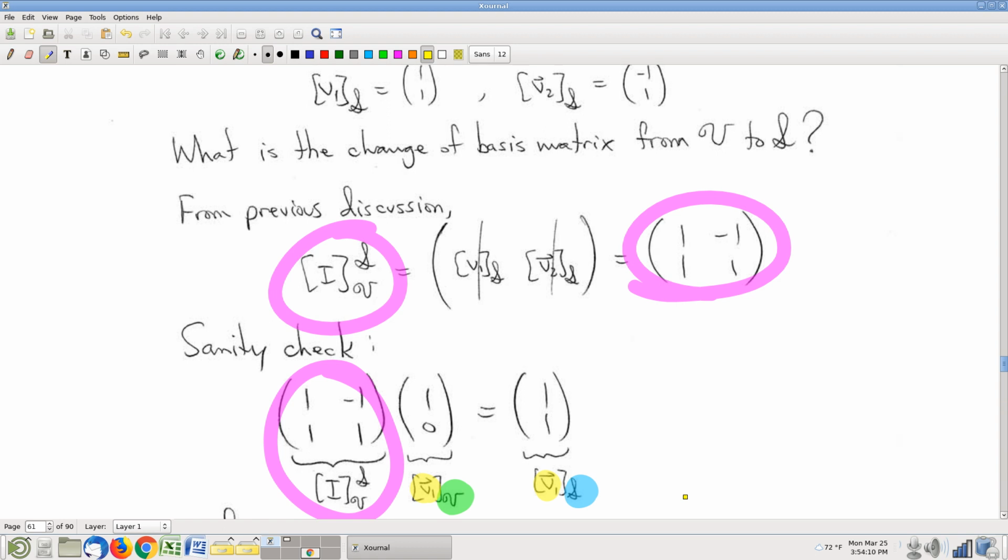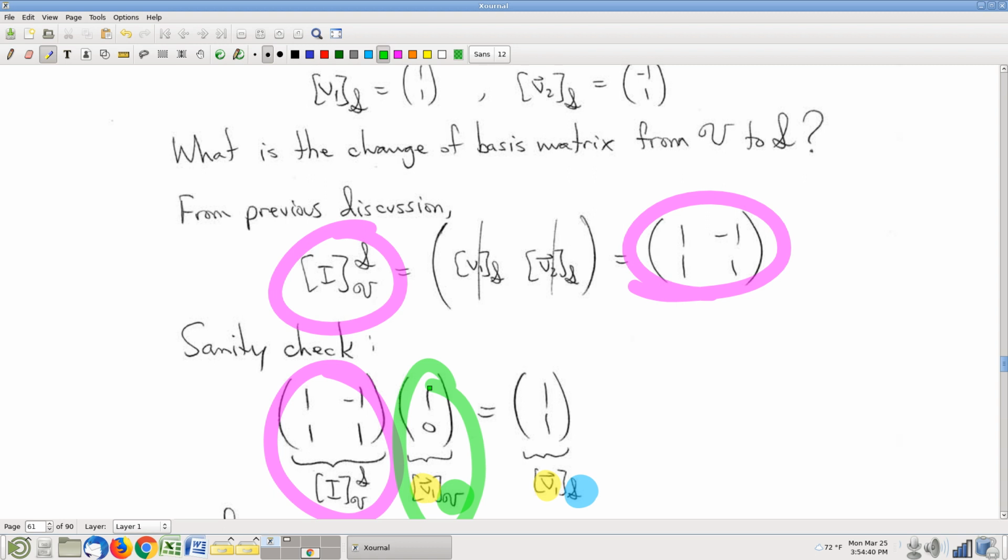Okay, well, this one here is a freebie. I love these freebies. The script V coordinates of V1. How am I going to write V1 as a linear combination of V1 and V2? Well, it's clearly 1 V1 plus nothing else, so 0 V2. Always be on the lookout for the freebies.